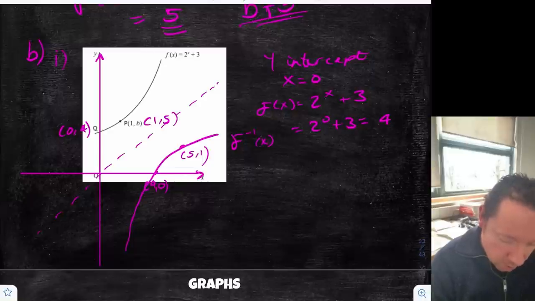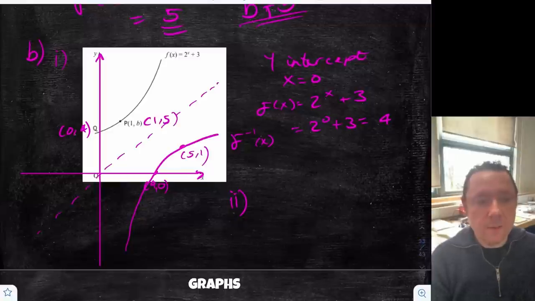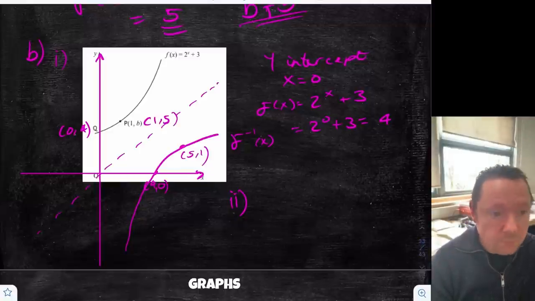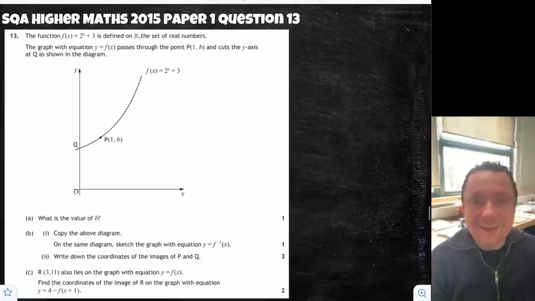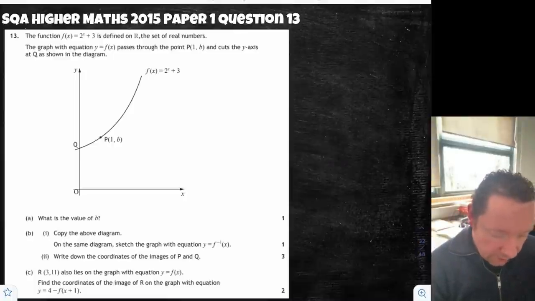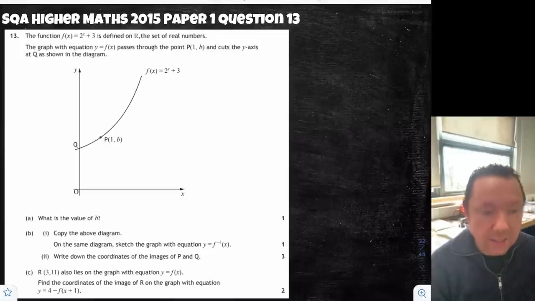And then for part two, well, I've already done the work for it. The image of P and Q, we've got 4, 0. And we've got 5, 1. And we're done there. Part C says, R, 3, 11 lies on the graph of equation y equals f of x. Find the coordinates of the image of R on the graph of equation y equals 4 minus f of x plus 1.